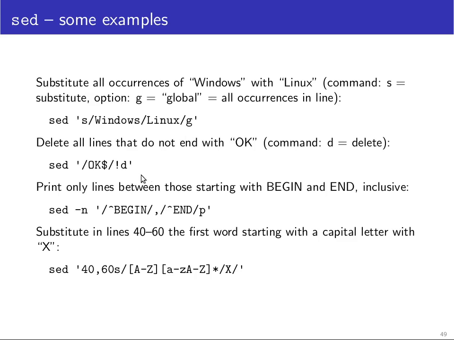Another example where we use a regular expression: we address here all lines that not only contain the string OK, but that contain the string OK at the end of the line. And then we want to delete all lines that do not end with the characters OK. So we use the delete command, which will suppress the current line being sent to standard output. And to negate the application of this pattern, we put an exclamation mark in between.